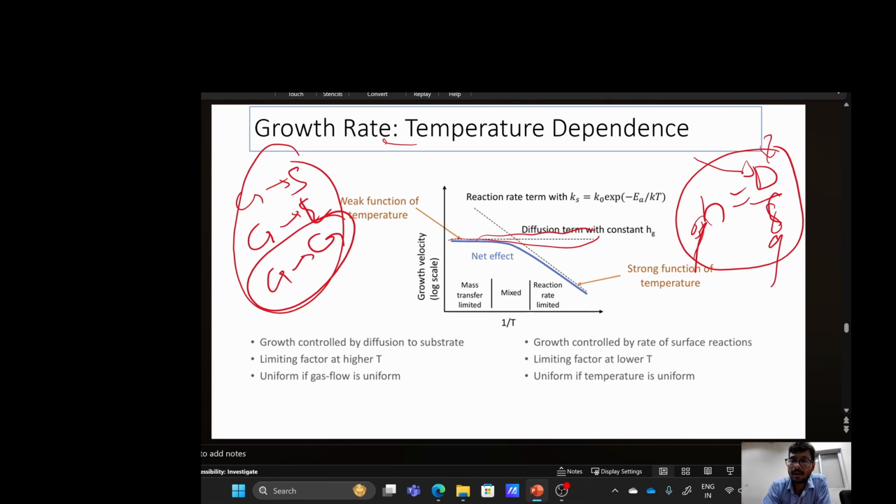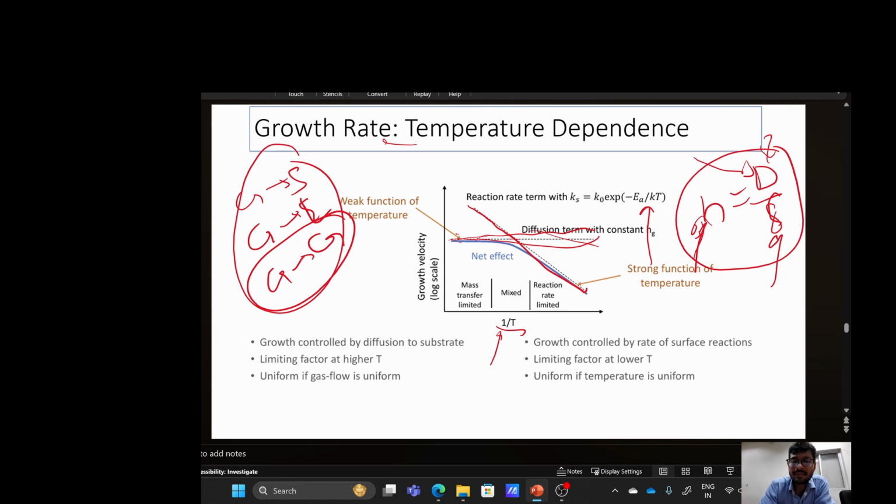This mass flow, the diffusion limited growth is constant with the temperature. But as we have seen, the reaction rate limited is exponentially dependent. It is an Arrhenius kind of dependency. So it will follow this one, because this is 1 by T, the Arrhenius kind of plot, which will be linear in this kind of graph.